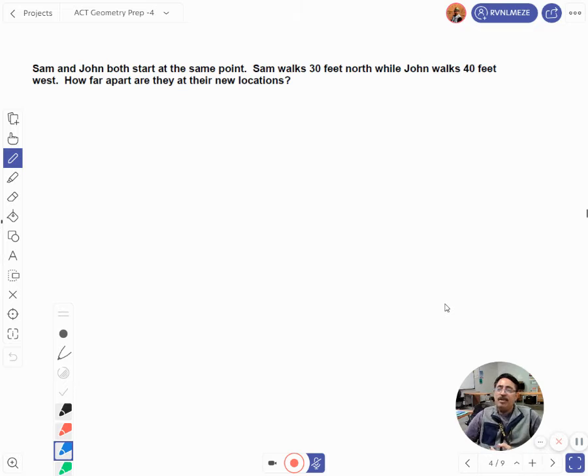Sam and John both start at the same point. Sam walks 30 feet north while John walks 40 feet west. How far apart are they at their new locations?